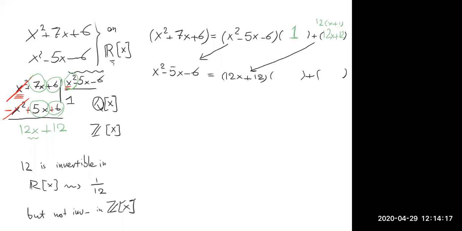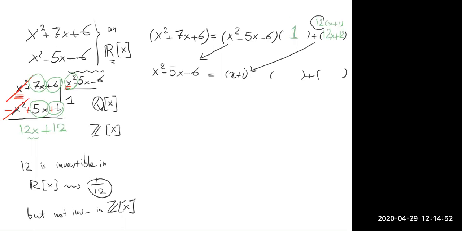And whenever something is invertible, we can just discard that. We don't need to write that. So here, rather than writing 12 times x plus 1, because 12 is invertible, I can get rid of that. I don't need to write that anymore. I can just write x plus 1. Okay? So whenever something is invertible, we can ignore that factor.